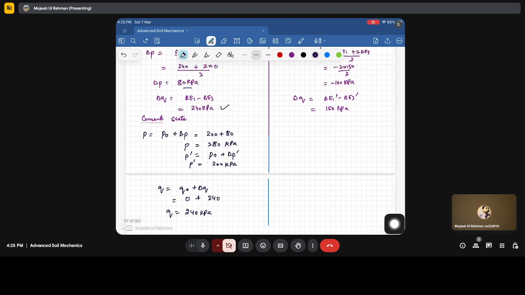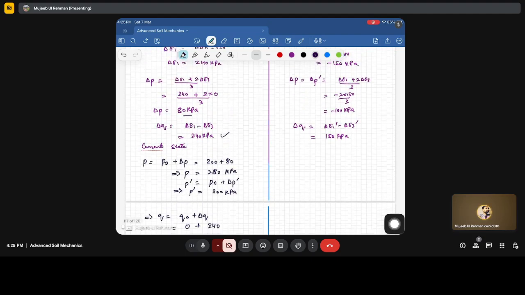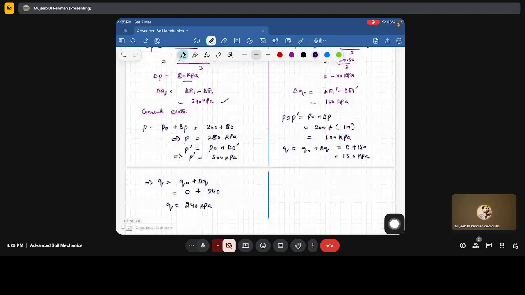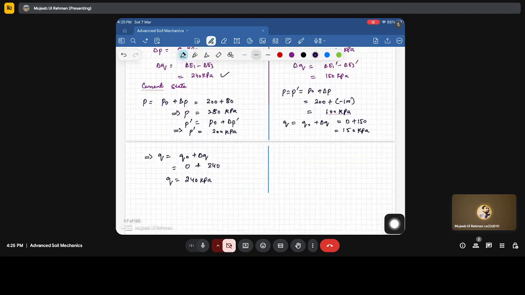So we have P, we have P dash, and we have Q also. Now for this specimen B, P is equal to P dash, given by P naught plus delta P. P naught is 200 plus delta P, minus 100, is equivalent to 100 kPa, and Q is equivalent to Q naught plus delta Q. Q naught is 0 plus delta Q is 150, so it is 150 kPa.